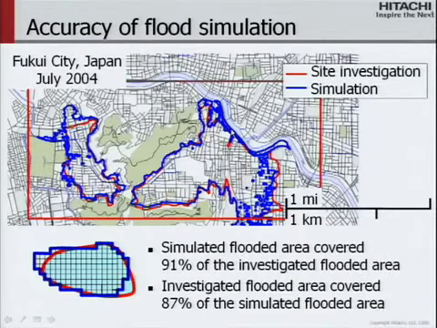I validated the flood result by comparing the site investigation and the simulation. A red line indicates the site investigation, and a blue line indicates the simulation. The simulated flood area covered 91% of the investigated flooded area, and the investigated flooded area covered 87% of the simulated flood area. So it means it is accurate enough for practical use.